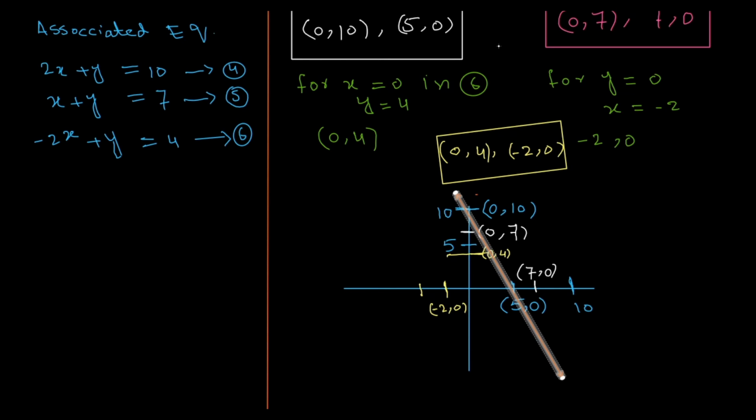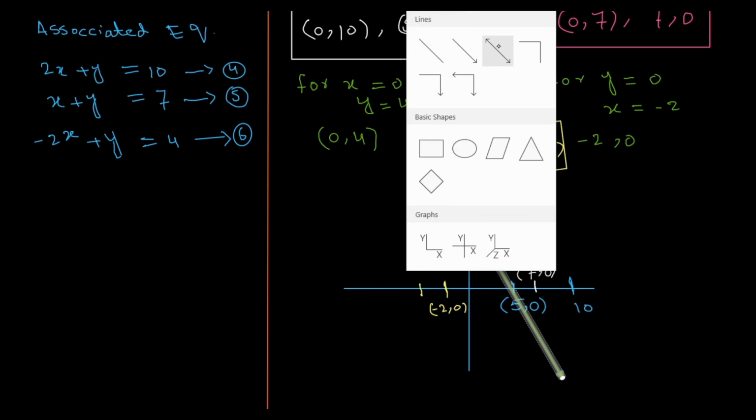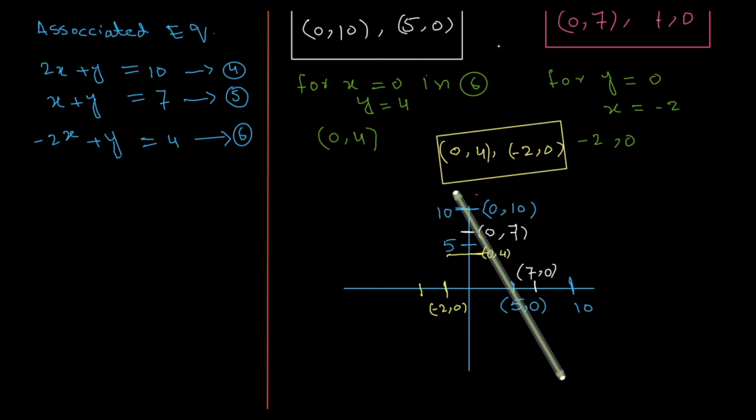And our second line will pass through 0 comma 7 and 7 comma 0. Okay, 0 comma 7 and 7 comma 0. So let us draw the line from these 2 points. And the next is minus 2 comma 0 and 0 comma 4, and our line will pass just like this.